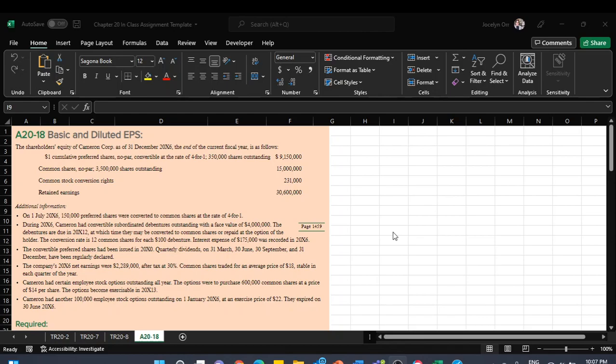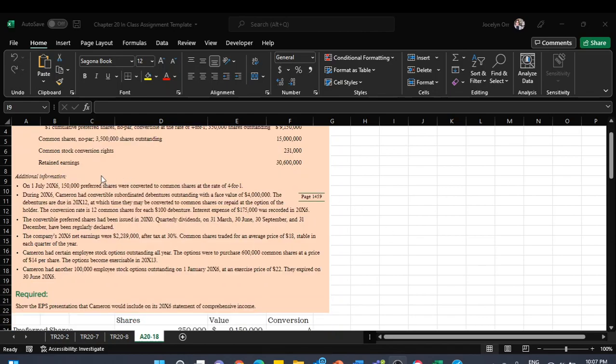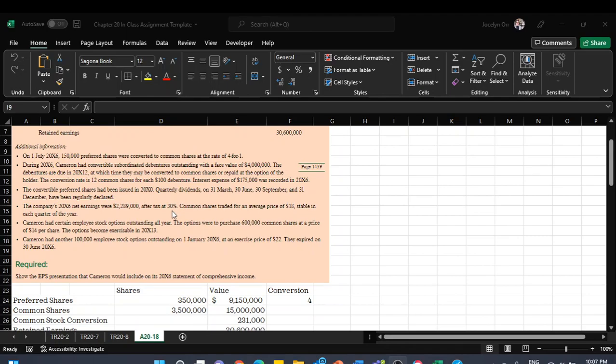We had 3.5 million common shares outstanding. We have some common stock conversion rights and our retained earning balance. We have events that have occurred throughout the year. So on July 1st, 150,000 preferred shares were converted at that 4-for-1 rate. We had convertible subordinated debentures outstanding with a face value of 4 million due in 20x12, at which time they may be converted to common shares or repaid at the option of the holder.